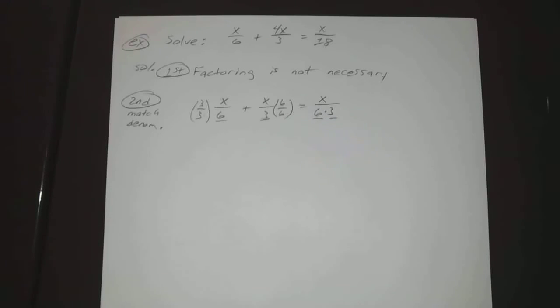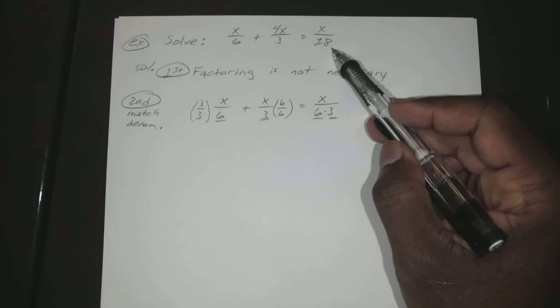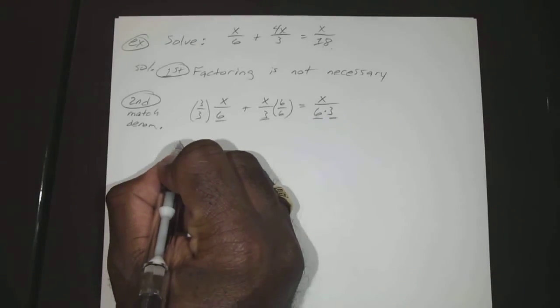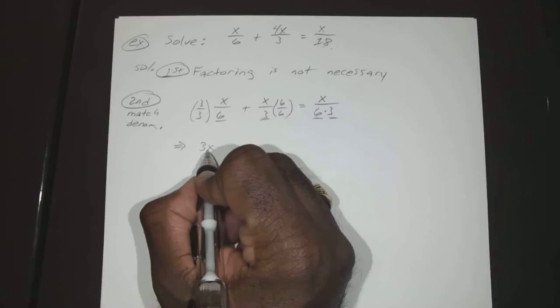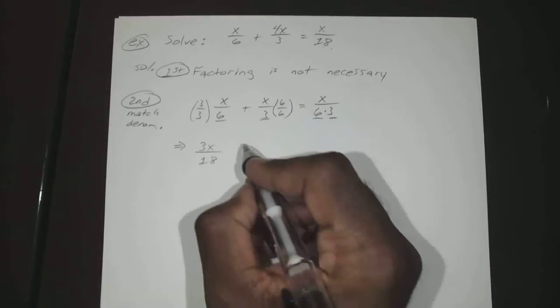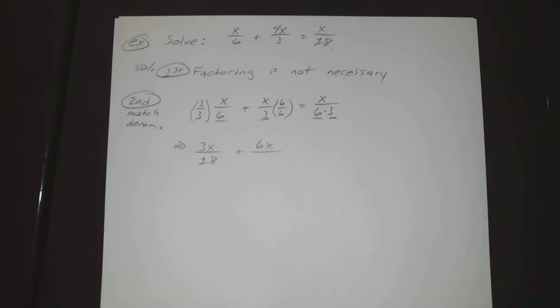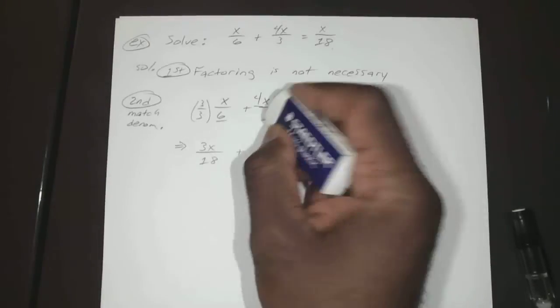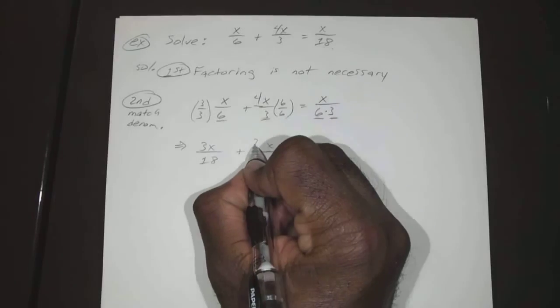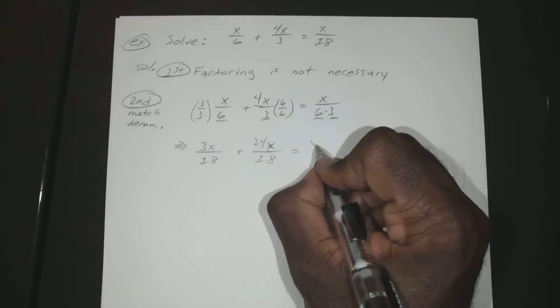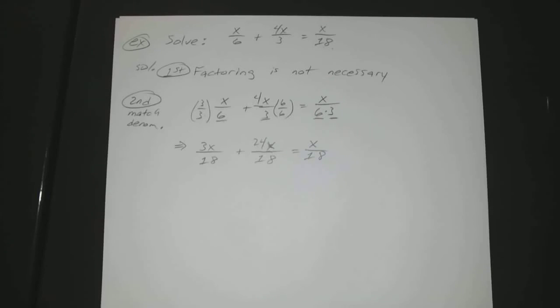Wouldn't you just leave it at 6? So 3 times 2 is 6, so at least 6. Yep, but it would have to match that 18. Oh, okay. Okay, so you have 3 times x over 3 times 6, which is 18, plus 6 times 4x. So that would be 24x over 18, equals x over 18. Since that denominator was already 18, we didn't have to do anything to it.